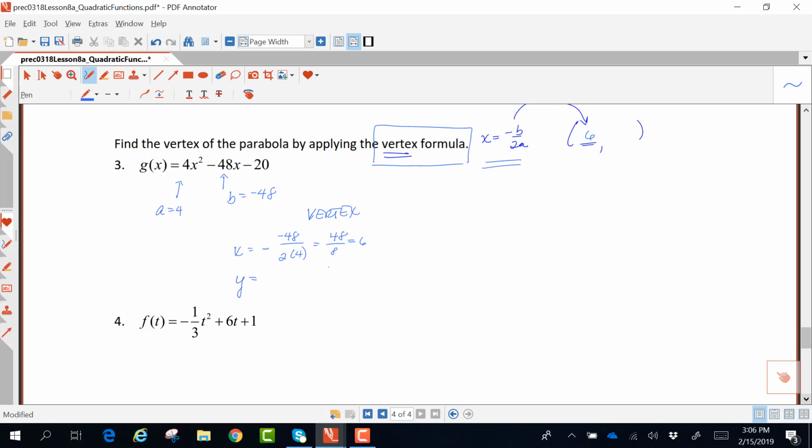The y value is found by plugging that known x value of 6 into this equation. So it's 4 times 6 squared minus 48 times 6 minus 20. This is a very large number. Let me pause this a second. And this results in -164, which again is the y value of the vertex. This is how you find the vertex given standard form.